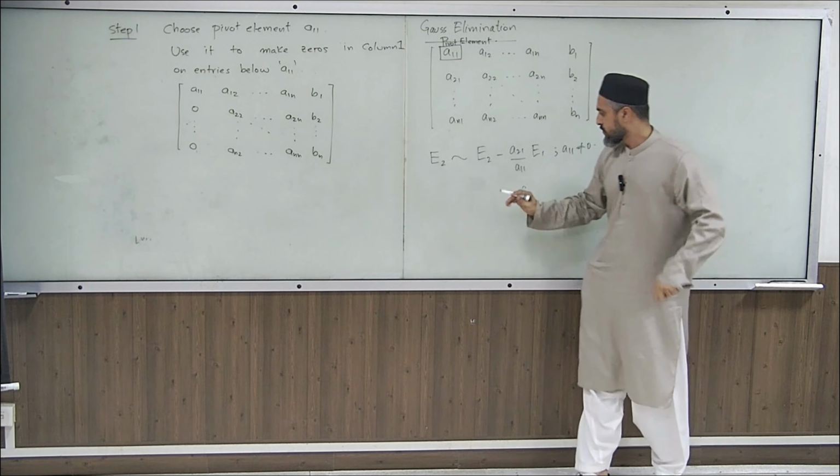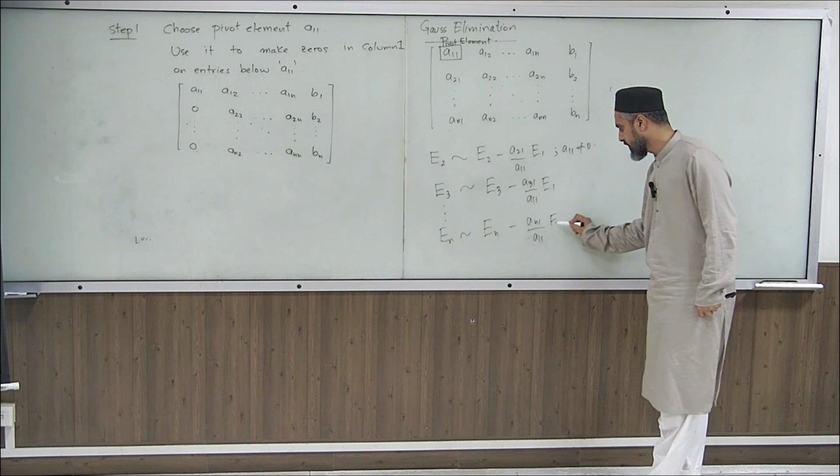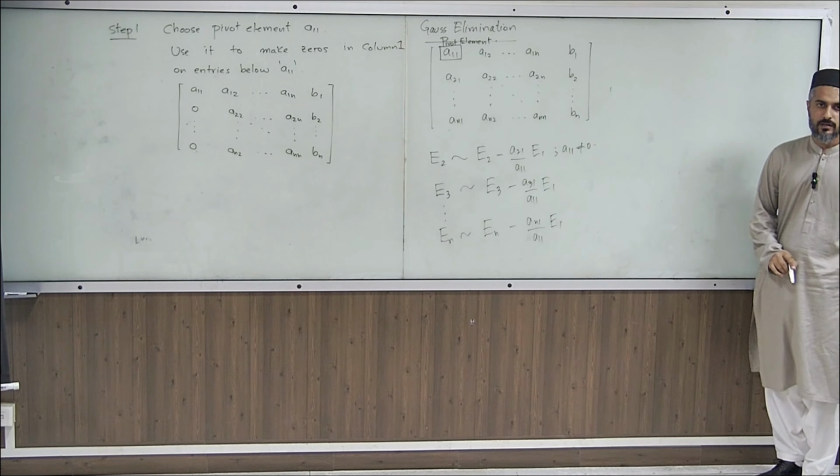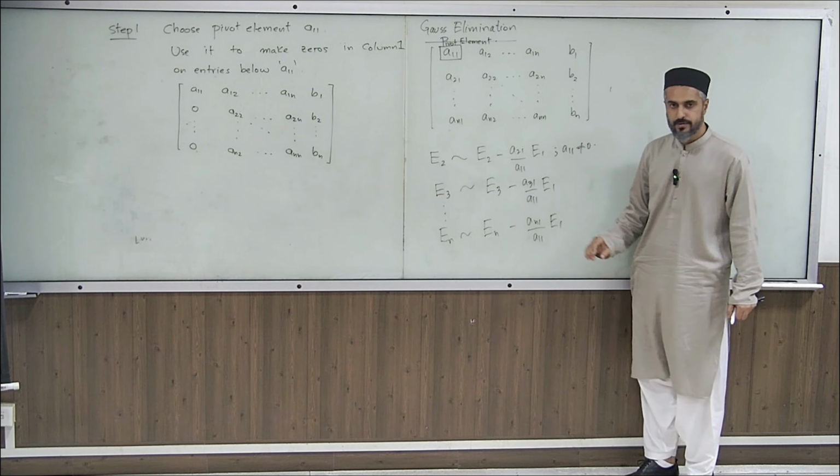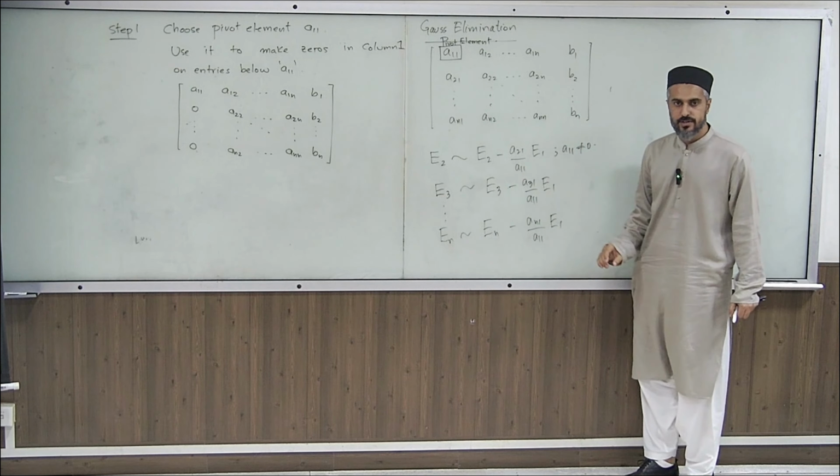So if I go to the fourth row and ultimately to the nth row, what can I write? En minus An1/A11 E1. So after these operations, the matrix will look like this.